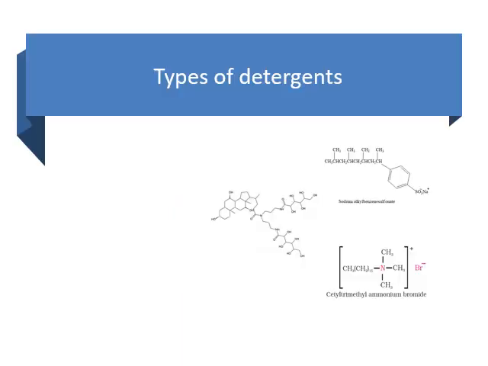So here are some examples of detergents of anionic, cationic, and non-ionic nature. Some detergents, when dissolved in water, give an overall negative charge on the organic part, some give a positive charge on the organic part, and some don't carry any charge.